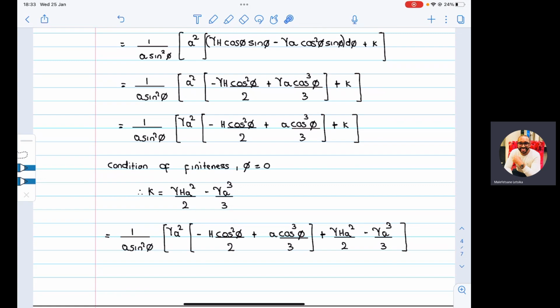And then of course you solve for the condition of finiteness where phi is equal to 0 in order for you to get that constant k. If you solve for k when phi is 0, then you get k to be equal to that. Okay, and then you substitute it in that formula. So it's basically that piece. I've written it here again, and instead of k, I substitute in for k.